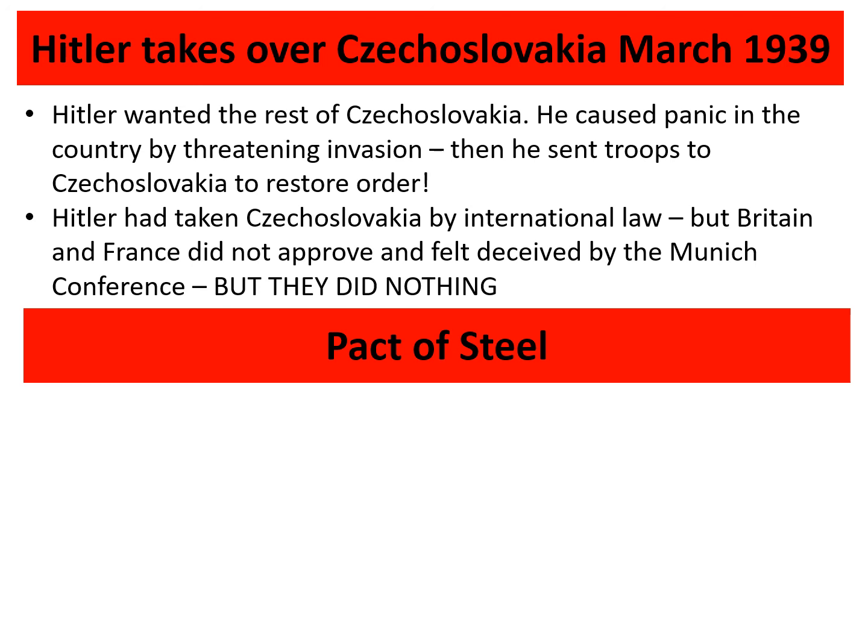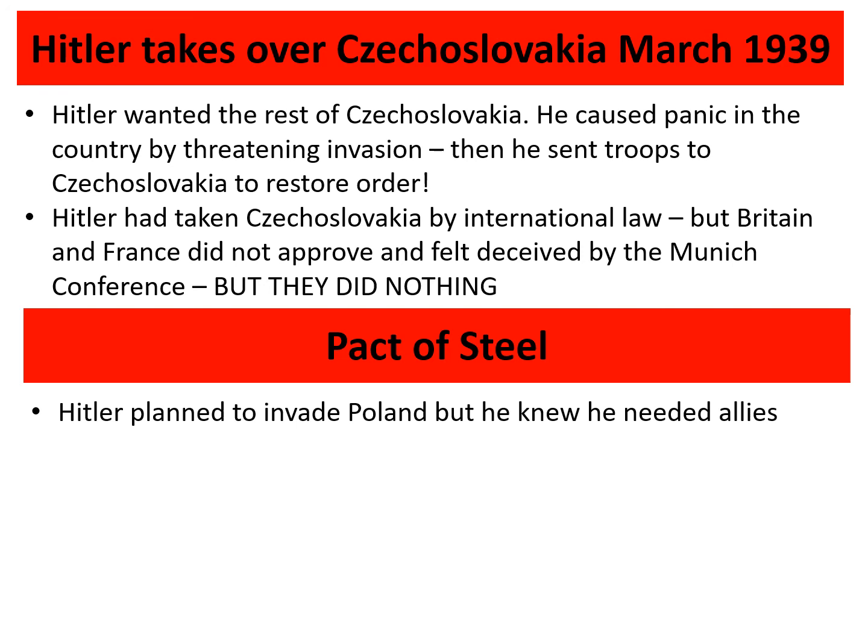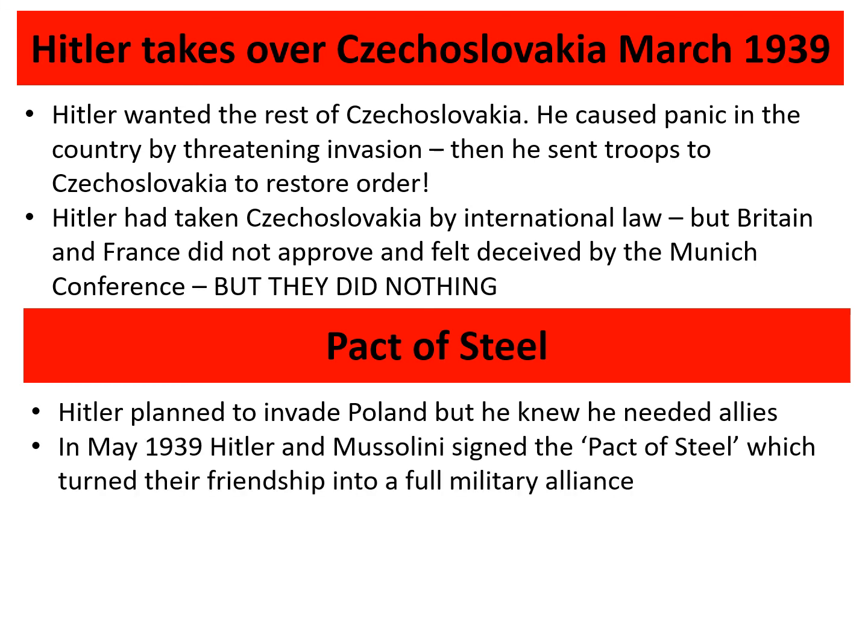And then we've got one more box left, which is the Pact of Steel, which is the top box on the timeline, which is another alliance. So Hitler planned to invade Poland one day, but he knew he needed allies. In May 1939, Hitler and Mussolini signed the Pact of Steel, which turned their friendship into a full military alliance.